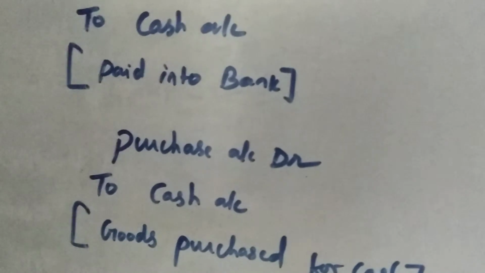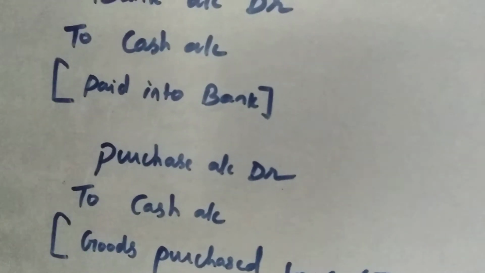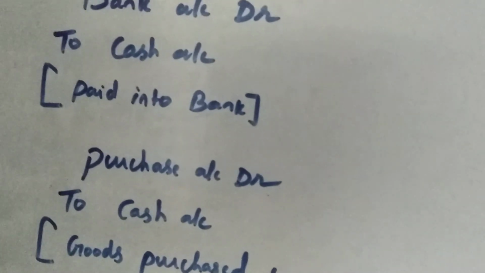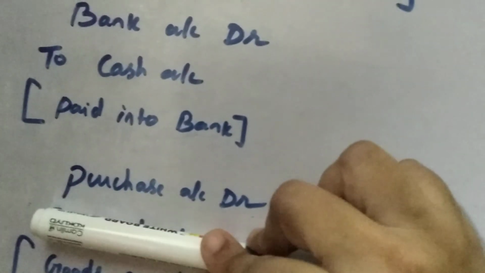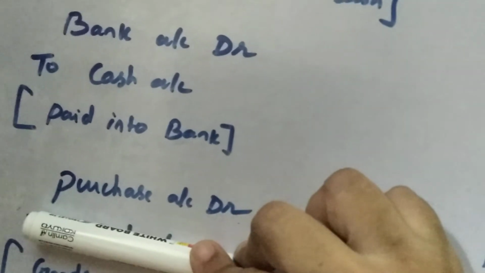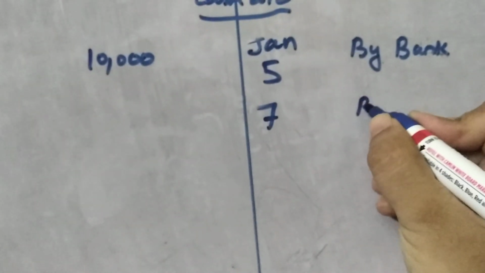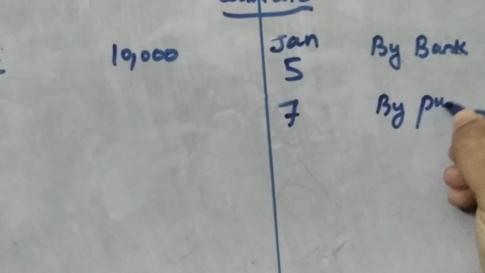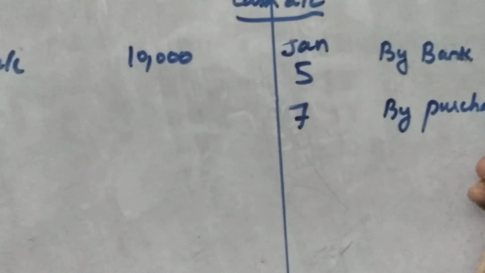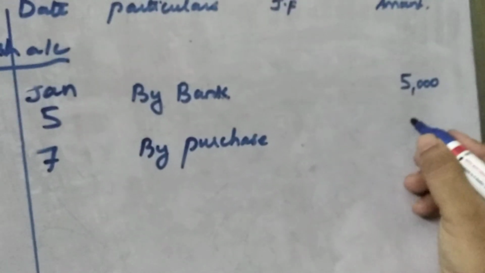Coming back to the third entry, you have purchase account debtor to cash. So now I am going to make the entry in the cash account. When I close the cash account, what is remaining? Purchase. Purchase is at the top. So you are going to write 7th, by purchase. What is the amount? 1,000.